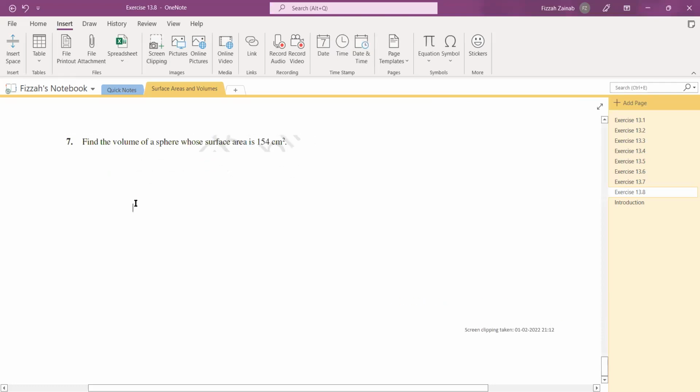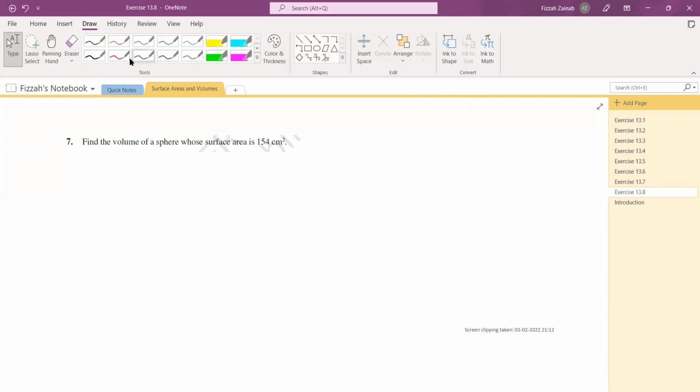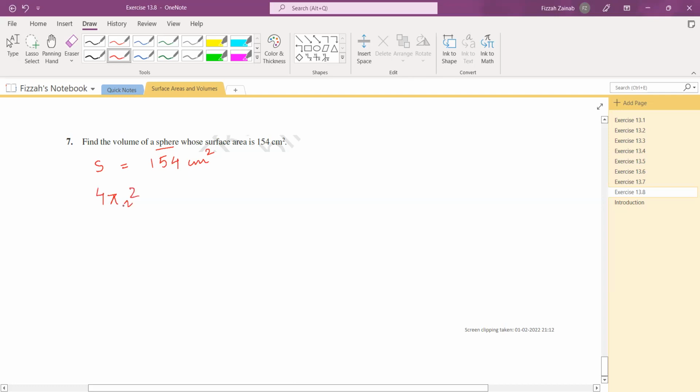Yeah, here's the question. Okay, this one is simple. Find the volume of a sphere whose surface area is given. Fine. Now, sphere. What is the formula for the surface area of a sphere? Ma'am, 4 pi r square. 4 pi r square. Yeah, is this correct? Yes, ma'am. So basically 4 pi r square is given to be 154 centimeter square.